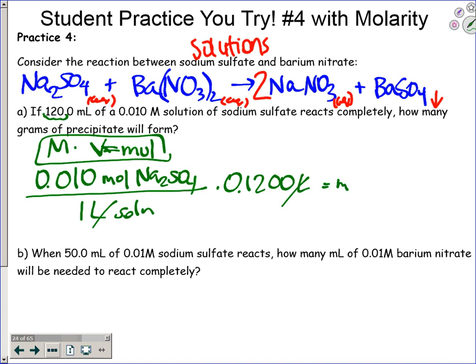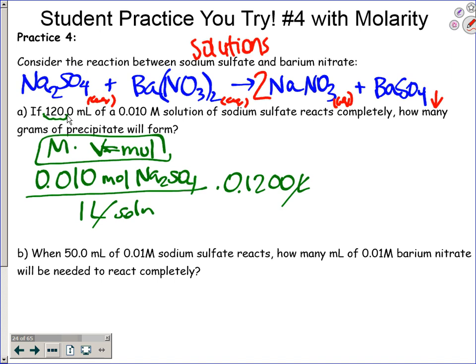Do I have to stop my process and reset? Or can I just keep rolling? Technically, I can keep rolling. I can stop if that makes you feel better. We get moles, and then you could say, okay, I'm going to stop with moles of sodium sulfate, and then keep going through my mole math. But technically, I should be able to see that I'm in moles of sodium sulfate.